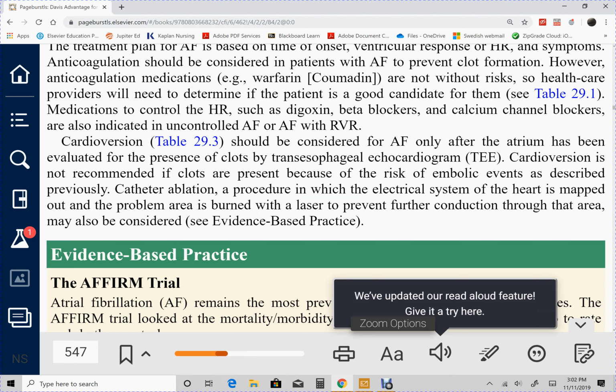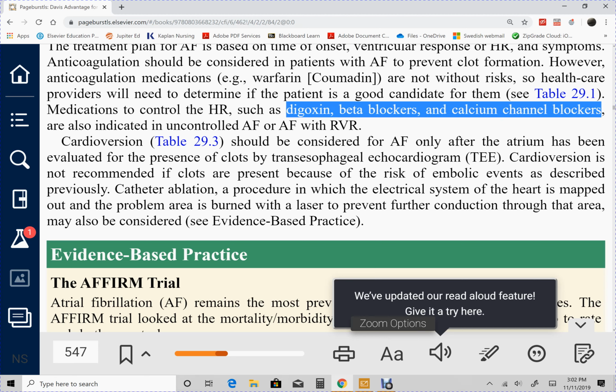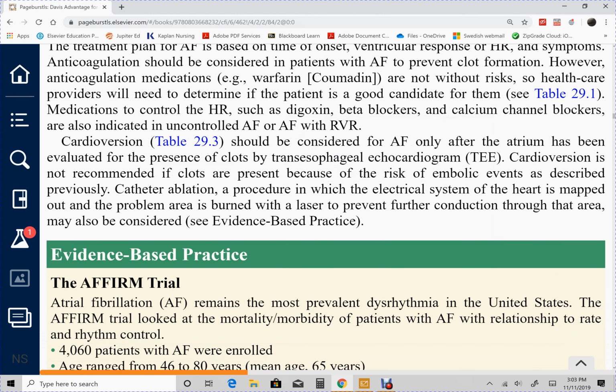I'll discuss ablation shortly. Now, going back to chemical cardioversion, these are the drugs used. Either we use digoxin, beta blockers, or calcium channel blockers. These are the frequently used chemicals for chemical cardioversion. Now, the electrical cardioversion uses a defibrillator, the same machine we use to treat a patient who goes into cardiac arrest.